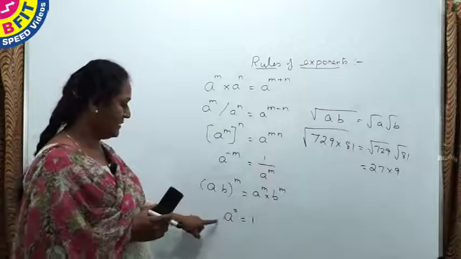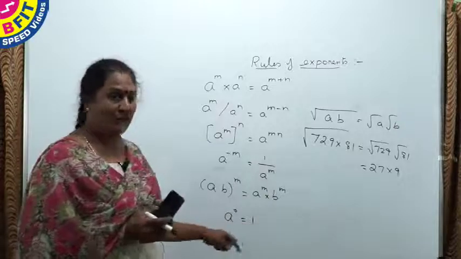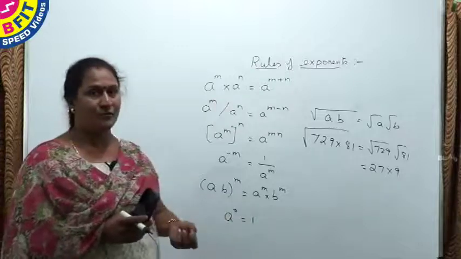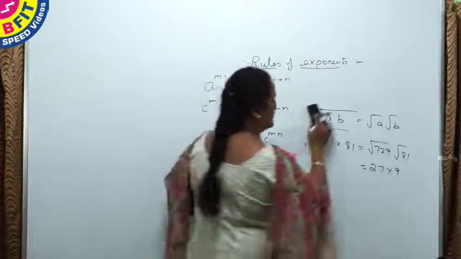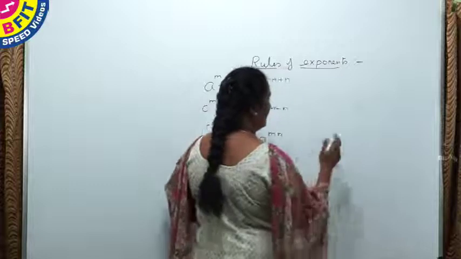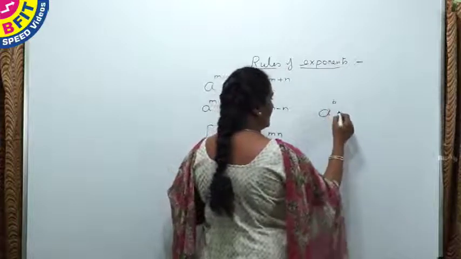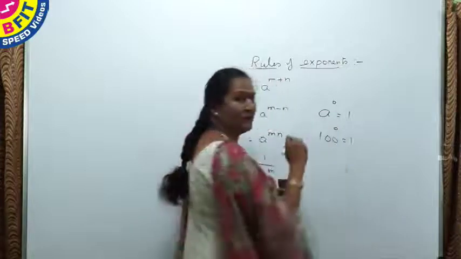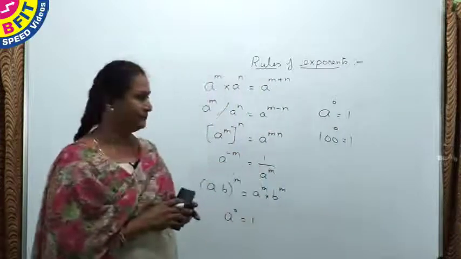And the last one is a power 0 is 1. Any base which has power as 0, the value will be 1. Whatever the base may be, when you have the power of 0, it is 1.